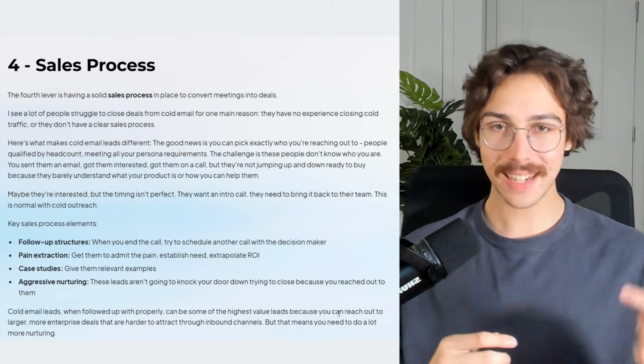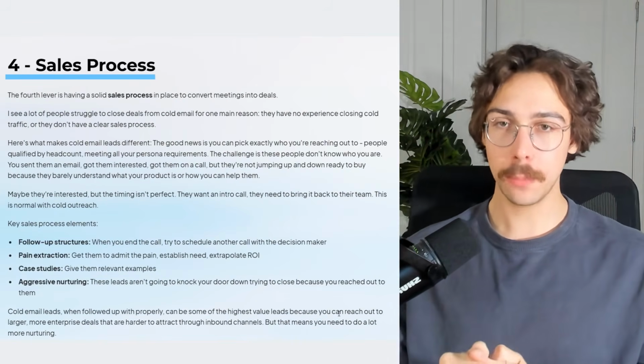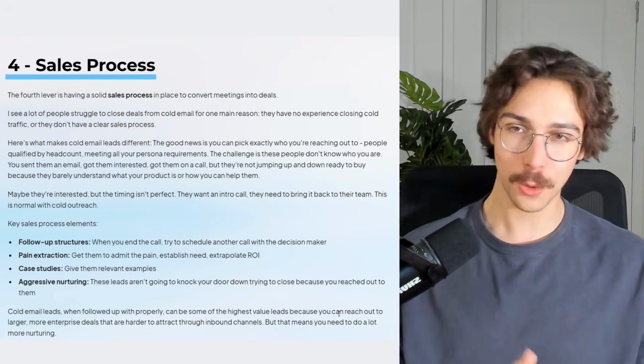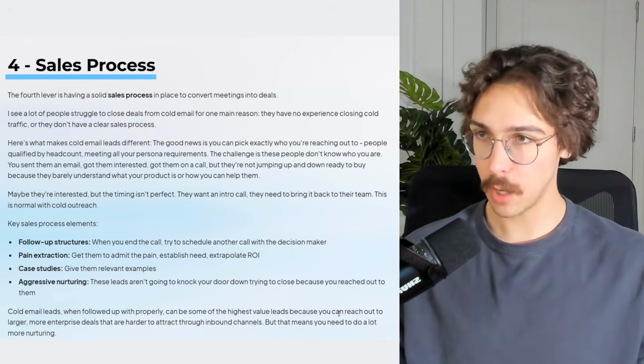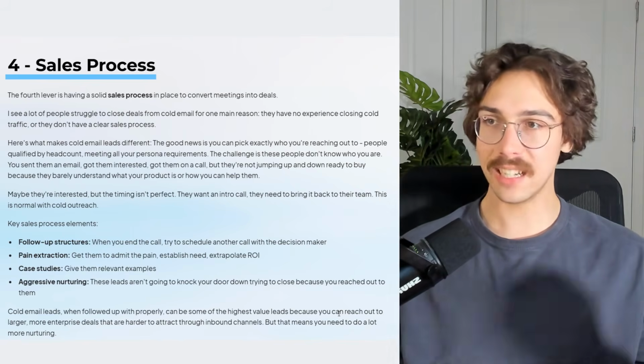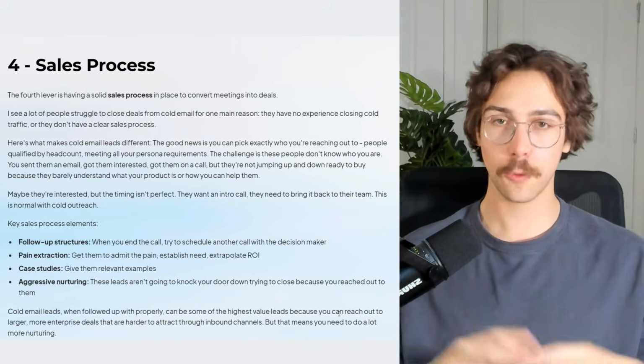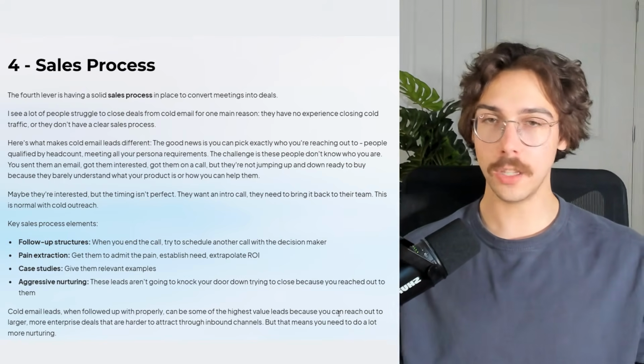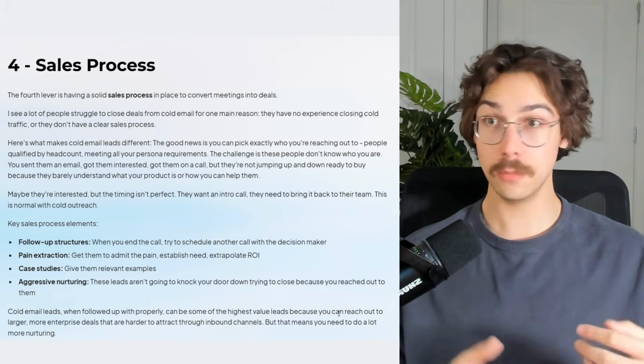Moving on, the next biggest lever that I see people overlook, and that drives a big result in whether or not they get money from their cold email systems, is having a solid sales process in place. I see a ton of people struggle to close deals from cold email because they're not used to closing cold traffic, and they're not used to having to nurture people who don't know who you are.